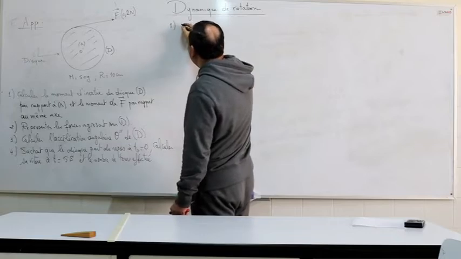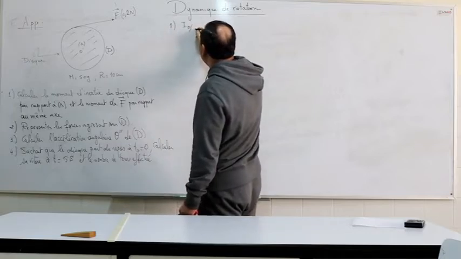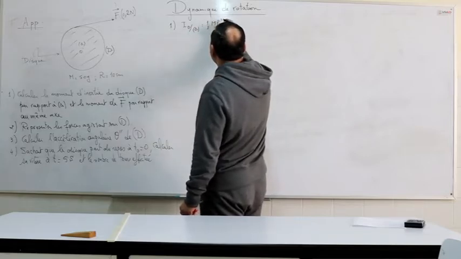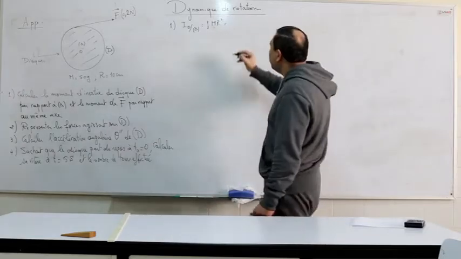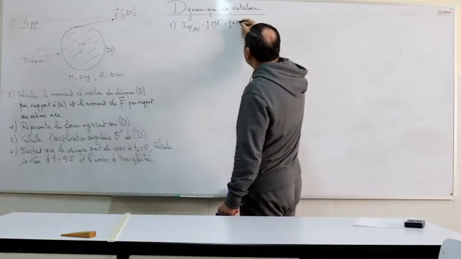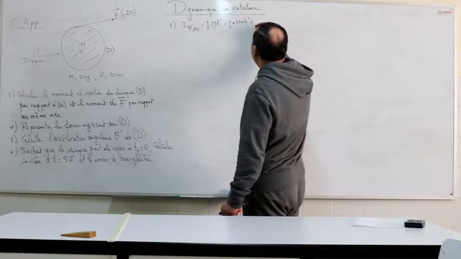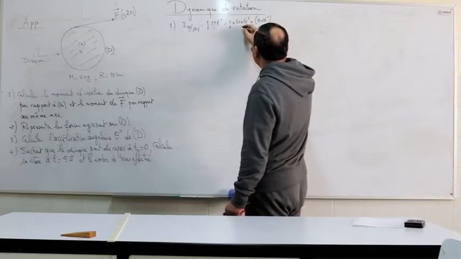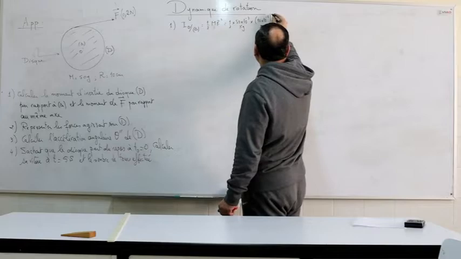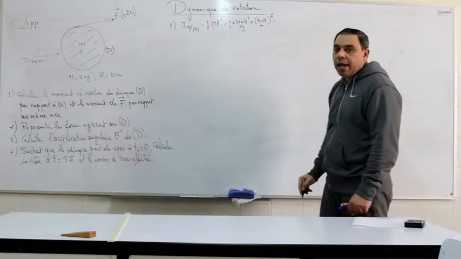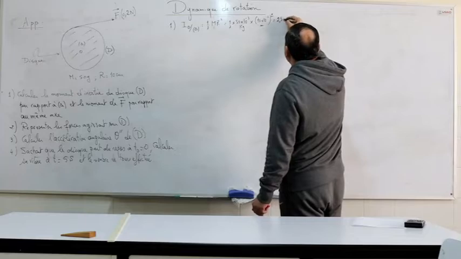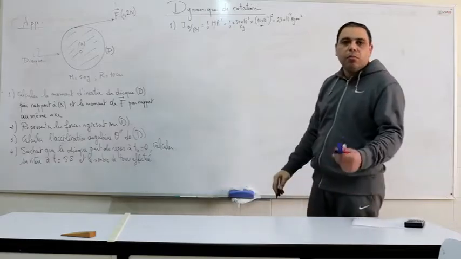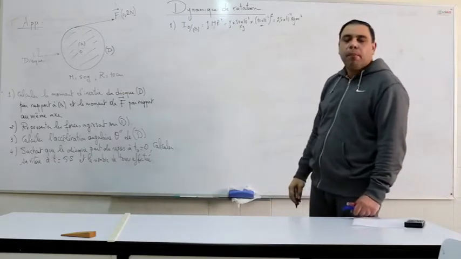The formula of the moment of inertia of a disk with respect to delta is equal to half m r squared. This is equal to half times 50 times 10 exponent negative 3 times 10 times 10 exponent negative 2. The mass is in kilograms and the radius is in meters. The answer is 2.5 times 10 exponent negative 4 kilogram meter squared, which is the moment of inertia of the disk with respect to delta.